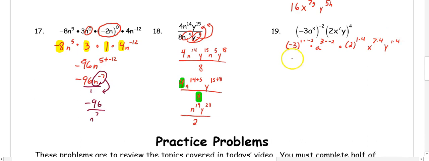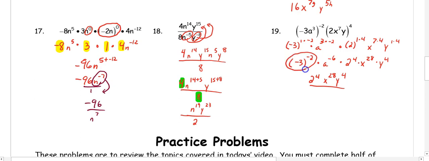So when this simplifies, we have parentheses negative 3 to the negative 2 times a to the negative 6th times 2 to the 4th times x to the 28th times y to the 4th. So anything that has a positive exponent can stay in the numerator, which is 2 to the 4th, x to the 28th, and y to the 4th.